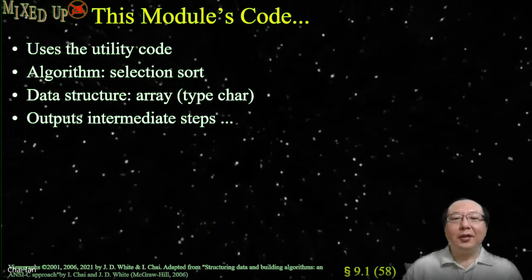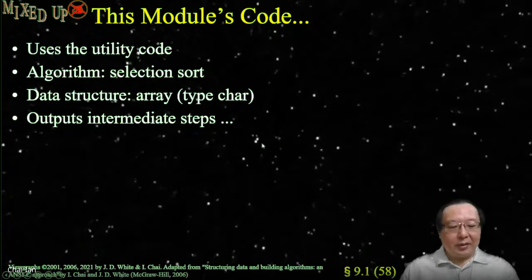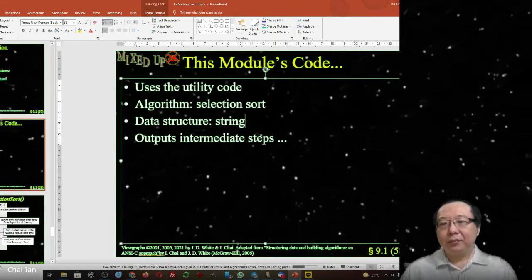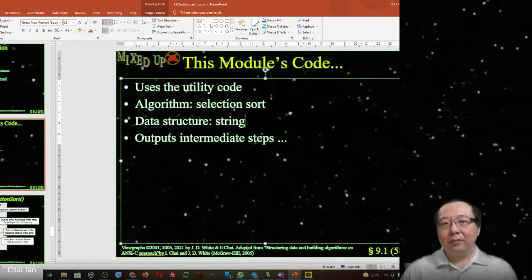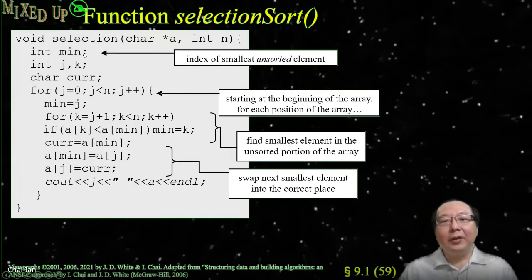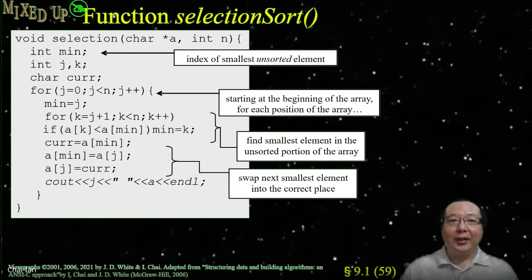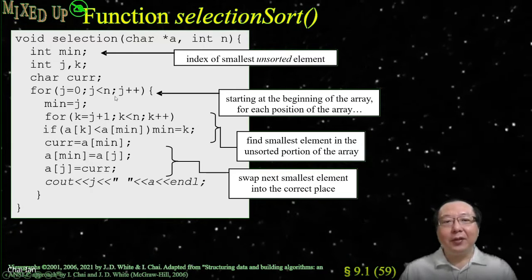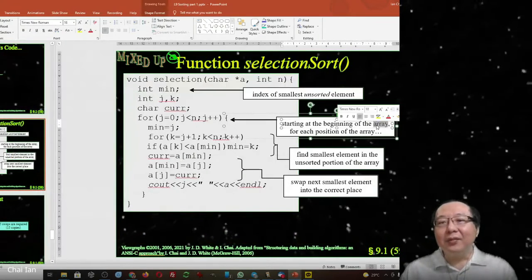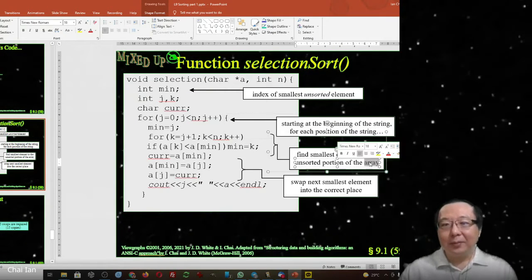The module's code uses the same utility code we saw in the beginning, and it uses the algorithm of selection sort. And again, we are doing strings. Okay, so here we are looking at the smallest unsorted element. We keep track of that, remember, because the sorted ones we don't have to look at again. Then we start at the beginning of the array. For each position in the string, find the smallest element in the unsorted portion of the string.